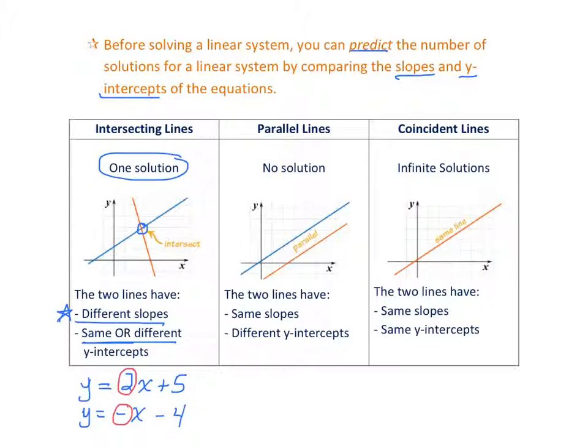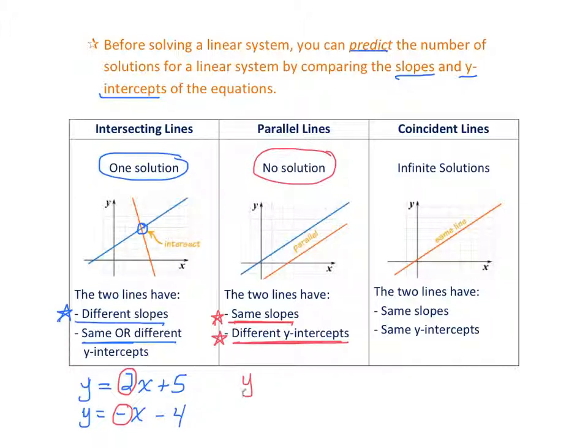Two lines that have no solutions to the system of linear equations are parallel lines. Two lines that are parallel will have equal slopes. So when you're looking at the equations, comparing their slopes, they should be the same. However, their y-intercepts need to be different, because if they crossed the y-axis at the same point and had the same slope, they would actually be the same line, which we'll talk about in a second.